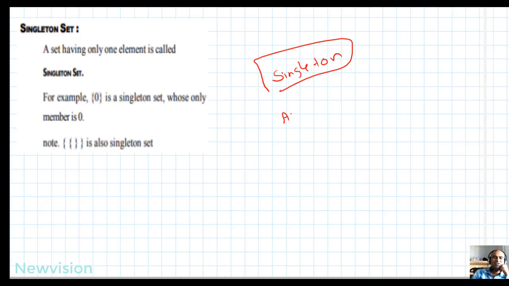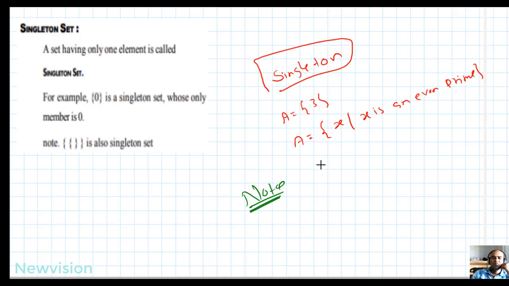Several examples I can write. A equals {3}. A equals, in set builder form, x such that x is an even prime. So this is a singleton set only. This is also a singleton set only. Like that you can give infinitely many examples. But an important note, most of the students will get confused. This is an empty set only. But one more emptiness is there inside, so this is taken as a singleton set, not an empty set.